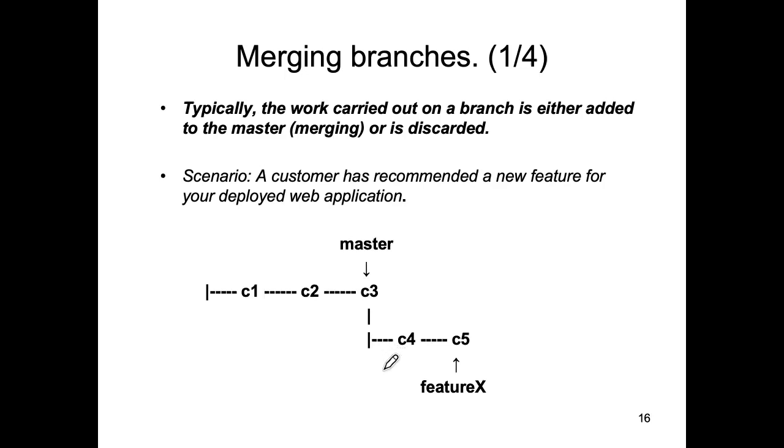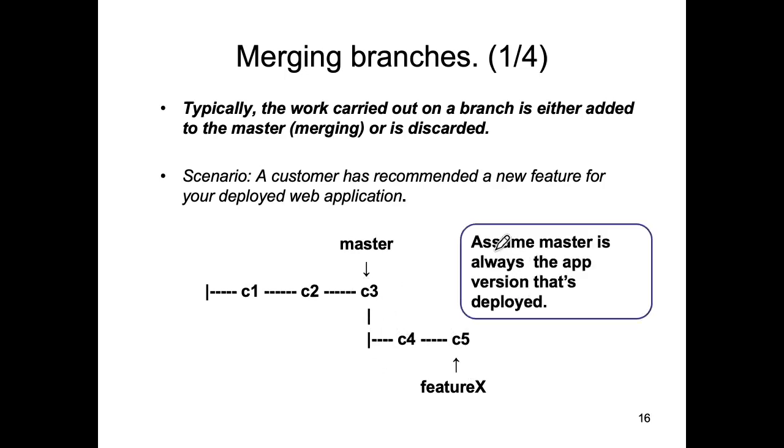So we've gotten rid of the experiment part of this now. So we've got our master branch, and we've created a new branch called Feature X, and we're doing some development work on that. I'm also saying over here that let's assume that the master branch, that version of this fictitious application, is what is deployed, and that's what customers are using.